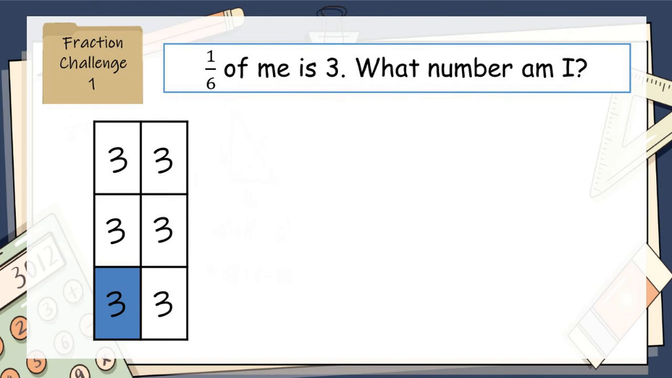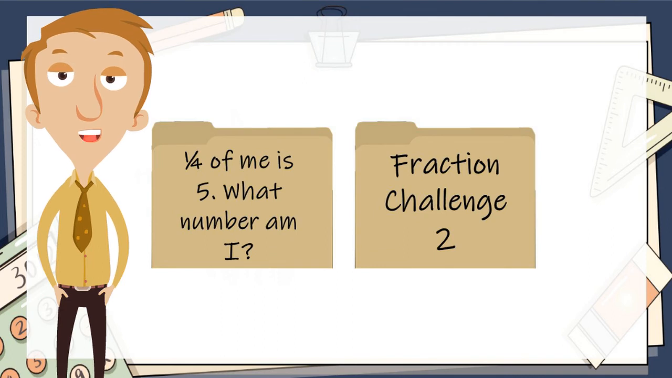So if 1/6 is equal to 3, then 6/6 is equal to 18. We got that by adding all the pieces together. 3 plus 3 plus 3 plus 3 plus 3 plus 3 is equal to 18. So that's what's behind folder number 1.